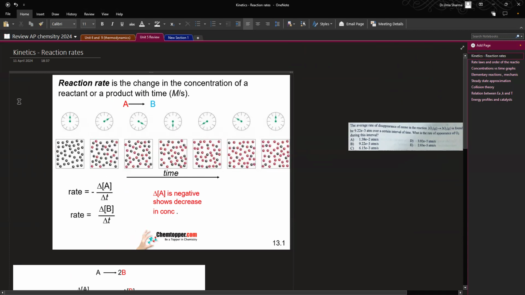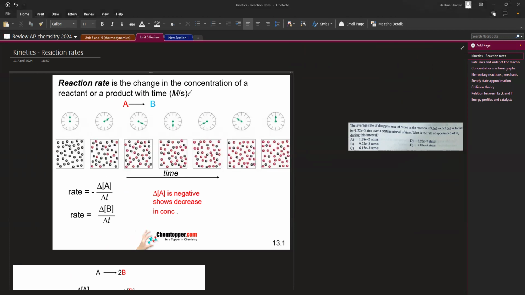So reaction rate. When I ask what is the rate of a reaction, it is the change in concentration of the reactant, which is always written with a negative sign because reactants are disappearing. Can you see these black reactants? Finally, the reactants are very few. They are disappearing. That's fine. We put a negative here because the change in concentration here will be negative.